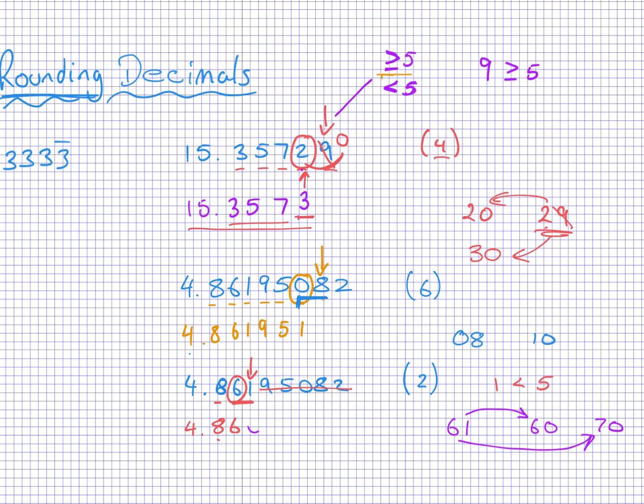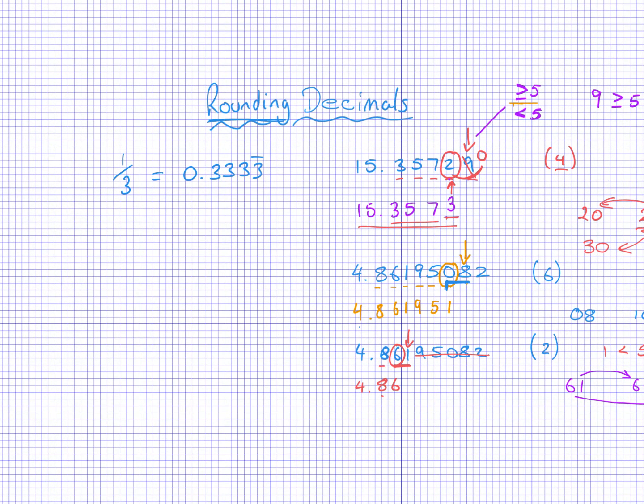Okay, so the rules for rounding are pretty straightforward. If the digit after the one you're chopping off is greater than or equal to 5, we increase that digit. If the next one is less than 5, we leave it as is. So it goes up only if the next one is bigger or equal to 5, and it stays as is if it's less than 5. It doesn't go down. Hopefully you can apply that to some questions on your own, and let me know if you need any help.